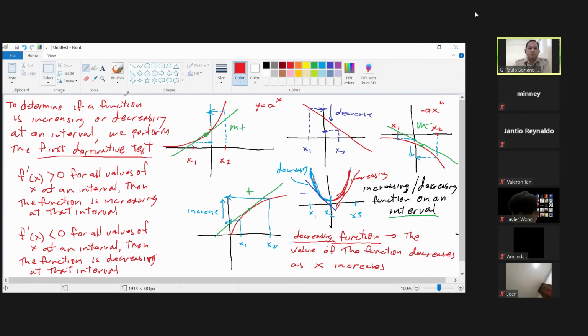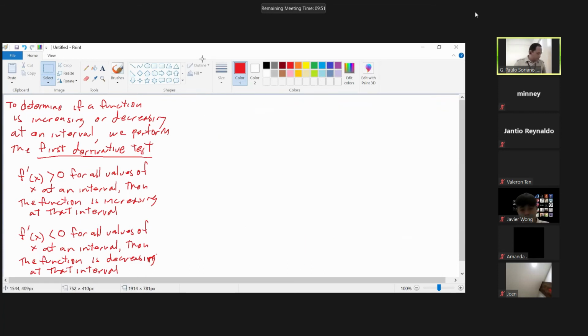Okay, so as to determine if a certain function is increasing or decreasing without really graphing it, let's test it out. If, for example, we have here y equal to 2x cubed plus 5x. Okay, y equal to 2x cubed plus 5x.